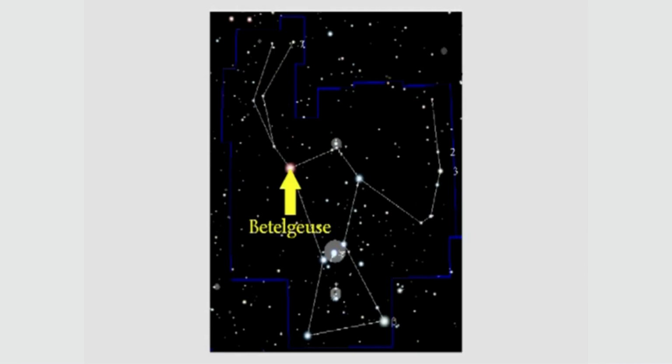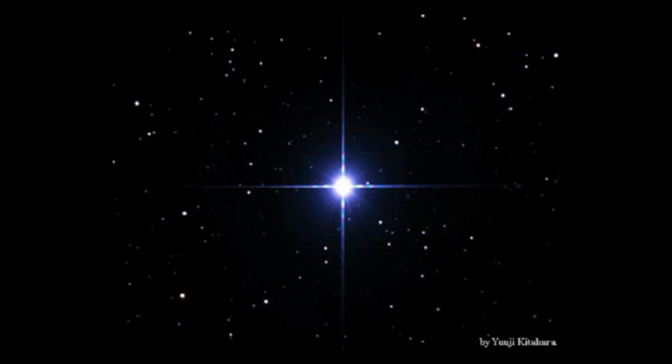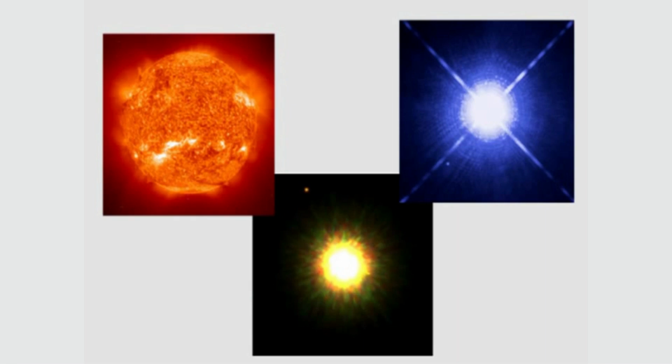Betelgeuse is the left shoulder of Orion, and you can tell it's reddish-orange even with your naked eyes. Meanwhile, the right foot of Orion is Rigel, and that one's a blue star. For a long time, people thought that the color of a star might tell you something about its temperature, just like a hot piece of metal goes from glowing red to yellow as it heats up. So a yellow star would be hotter than a red one, and a blue star would be even hotter than that.